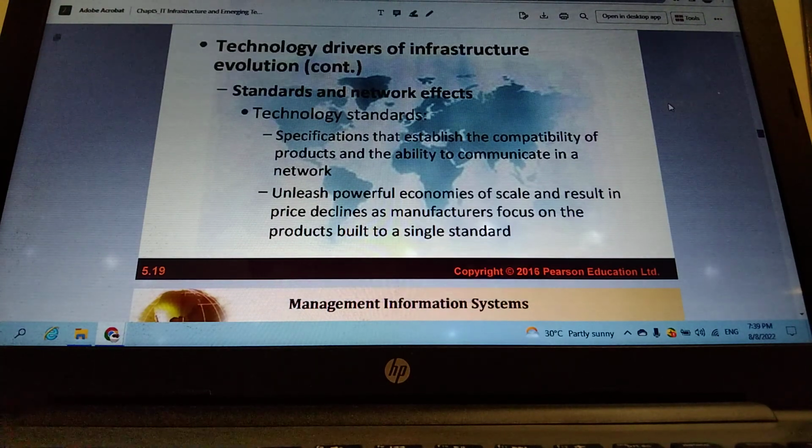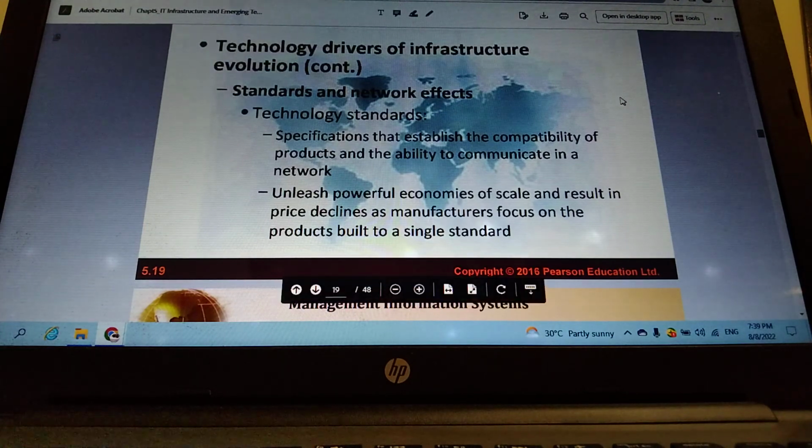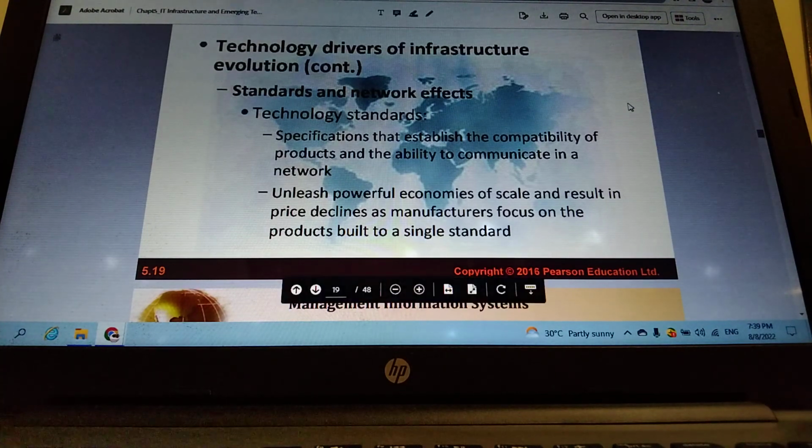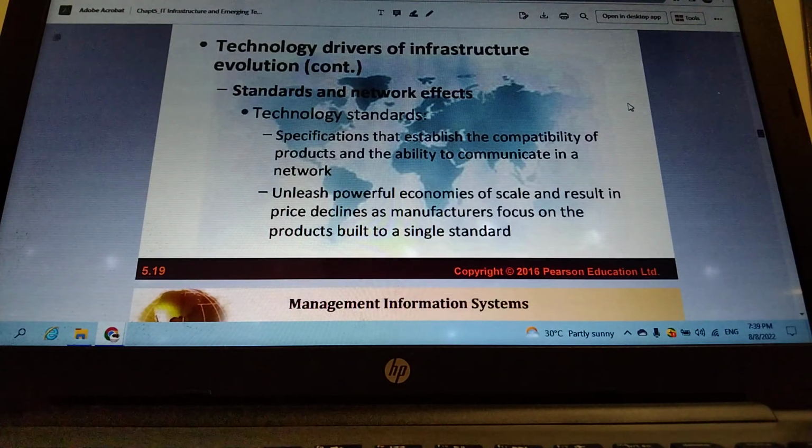We are still on the technology drivers of infrastructure evolution. Let's look at some standards and network effects. First, I'm going to talk about technology standards. What it means by technology standard: specifications that establish the compatibility of products and the ability to communicate in a network. So basically this is like an SOP, a specification established that is compatible among the products or services available to communicate on the network.